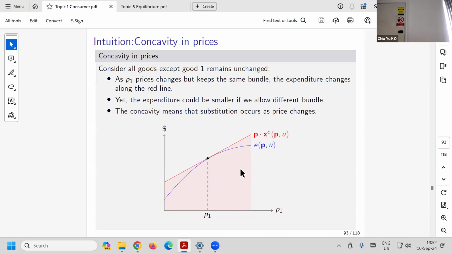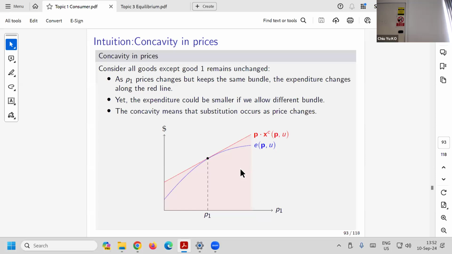Is that clear? So suppose the optimal point is the black one, and the price increases or decreases. If you keep the same bundle, your expenditure will be the red one. It's linear, because the other prices are held unchanged. But you are smart. You are not going to keep the same bundle. You can substitute, you can buy the cheaper one. So that means it must be lower, which is the blue one. So that's why it's concave.